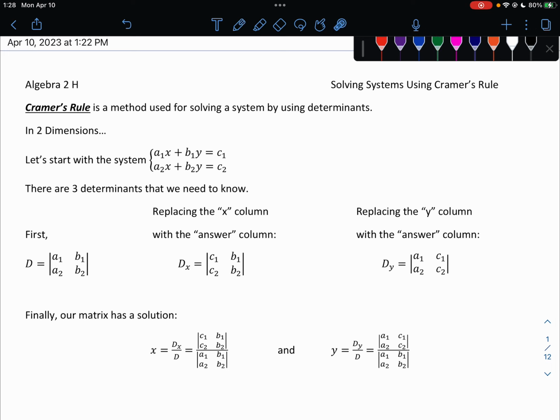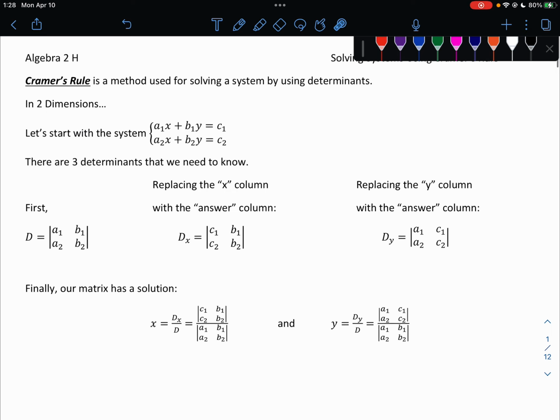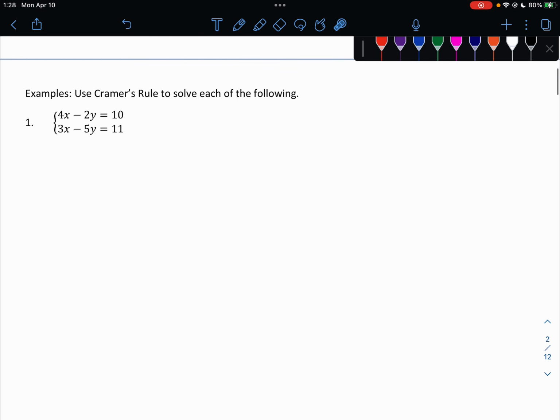It's the determinant of the x matrix divided by the determinant of the original matrix for our x value, and the determinant of the y matrix over the regular determinant for the y value. And those would be our answers. So let's go ahead and take a look at a couple of these to see how it works.